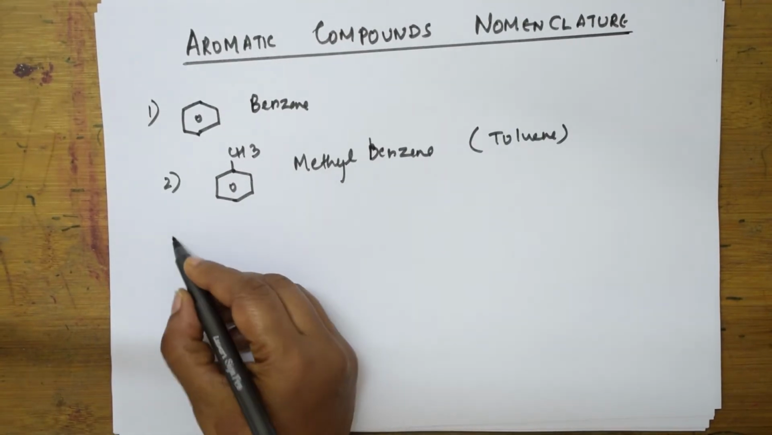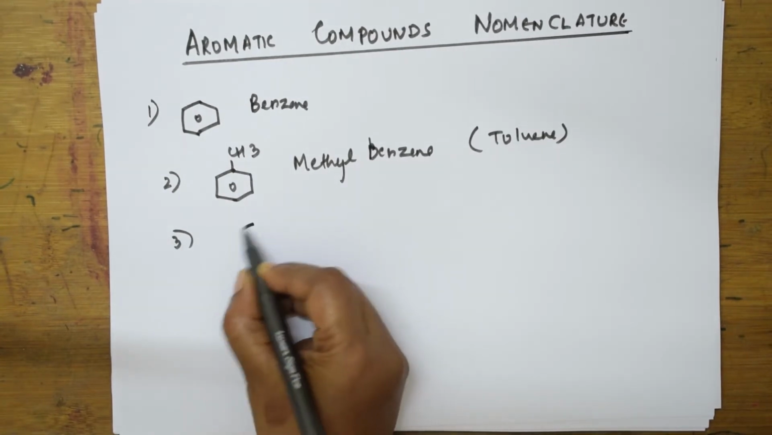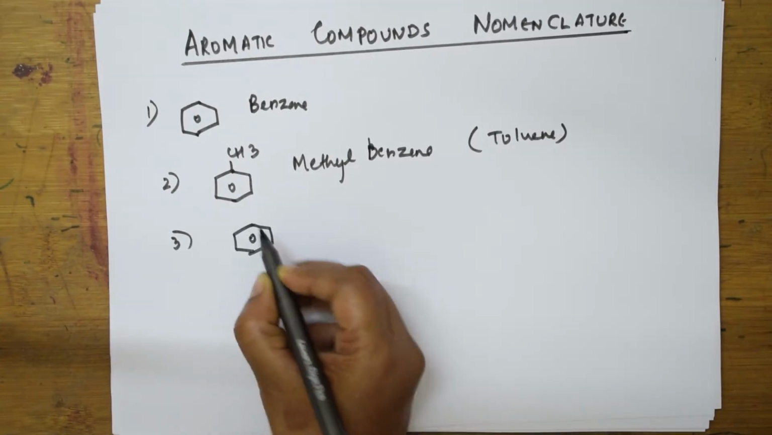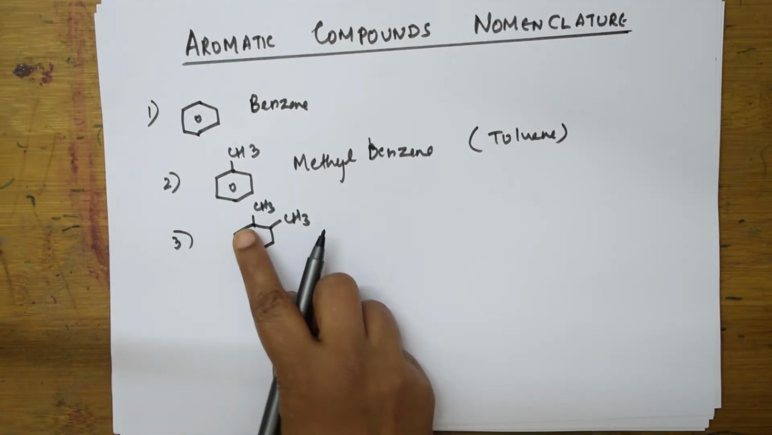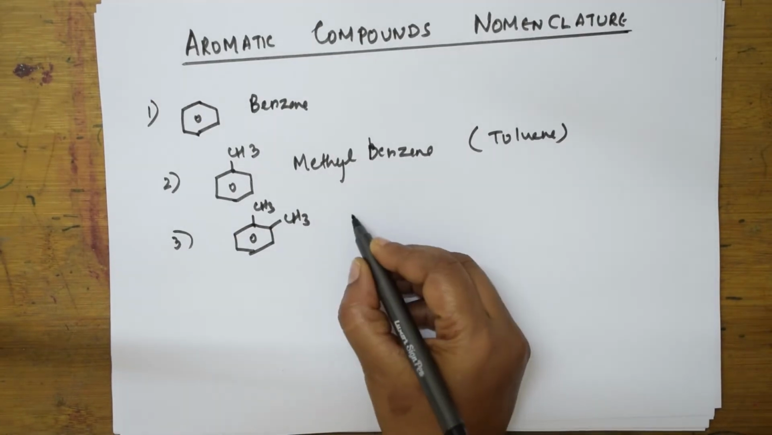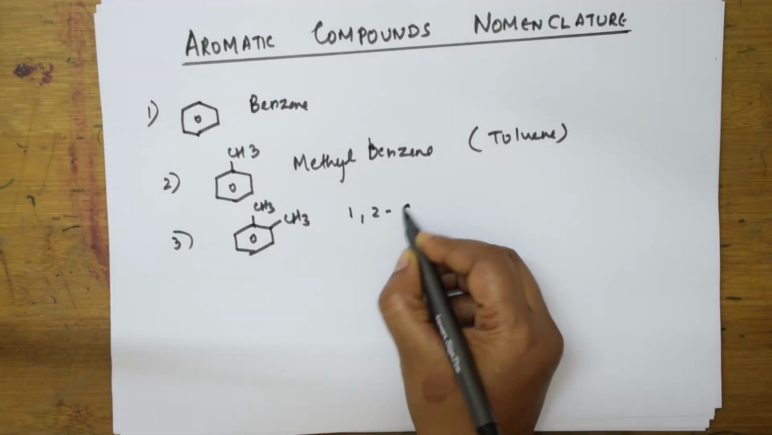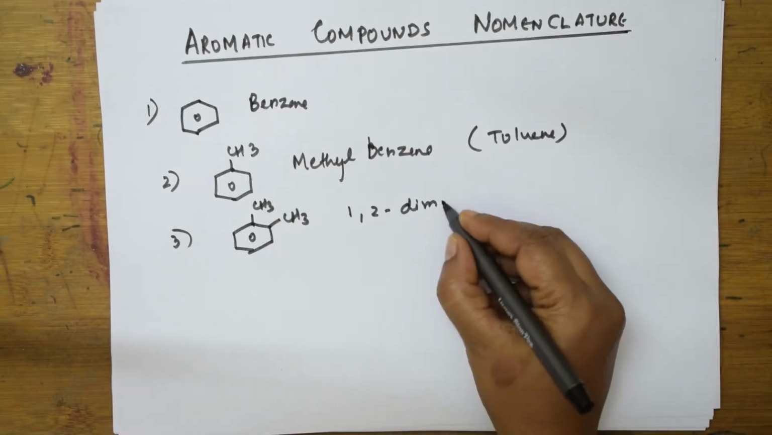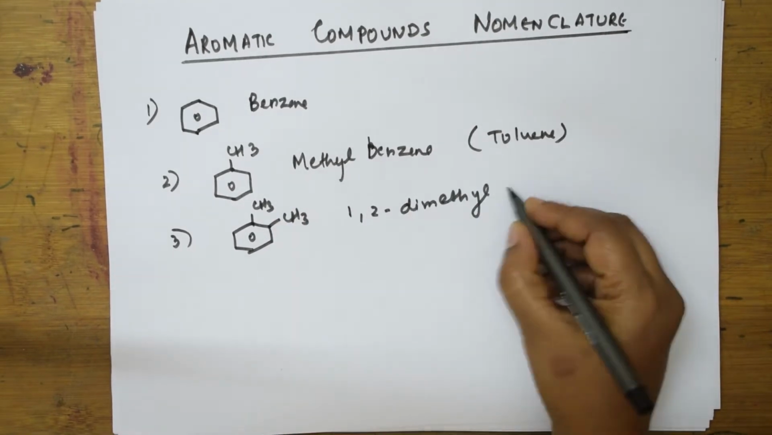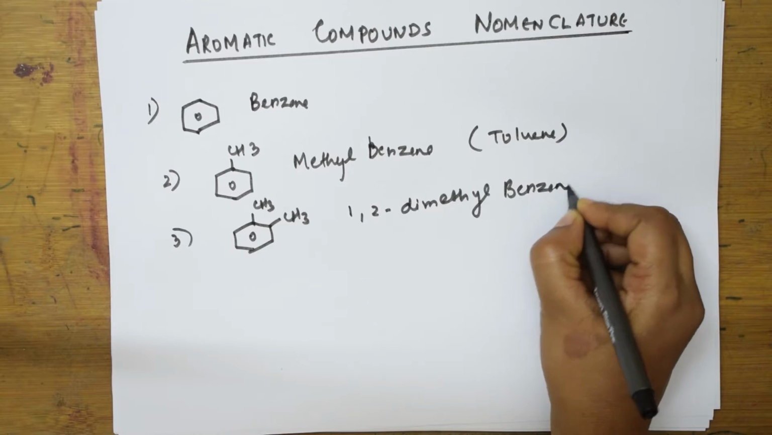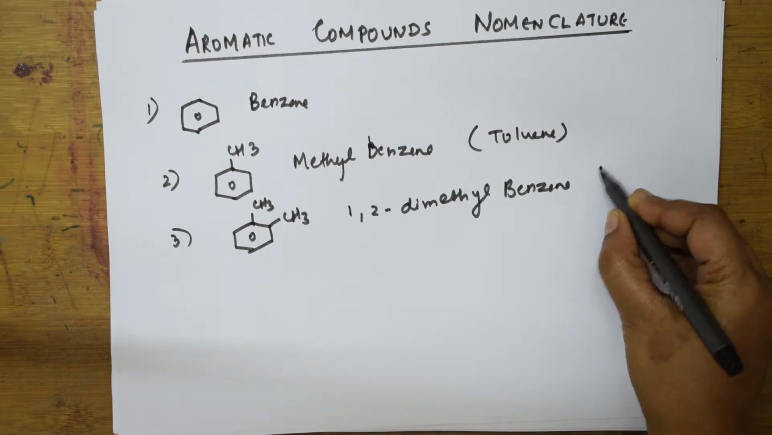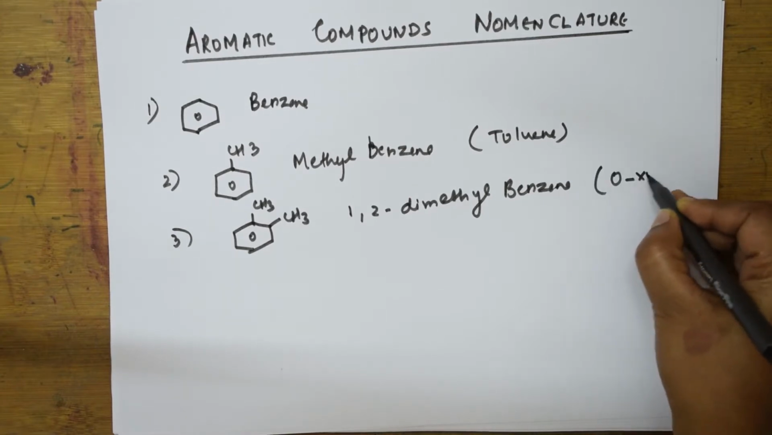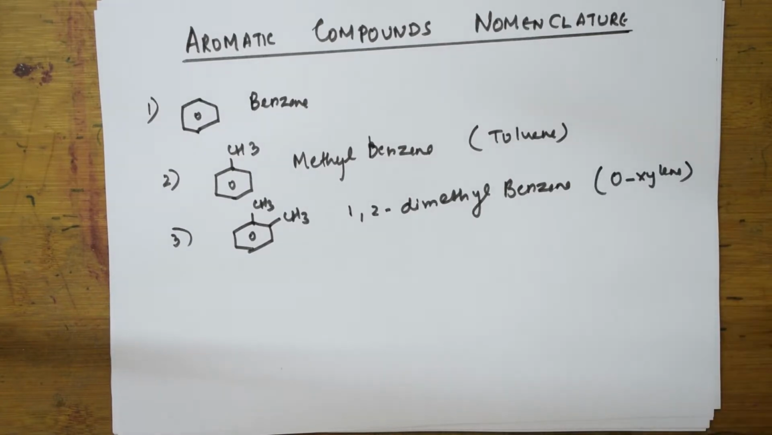Now I'm going to introduce two methyl groups to the same benzene compound. One methyl group here and one more here. Now let us name this. This is first and this is second. This is 1,2 dimethyl, because two methyls are there, isn't it? Dimethyl benzene. 1,2 dimethyl benzene. So this is also called orthoxylene. 1,2 dimethyl benzene is also called orthoxylene.